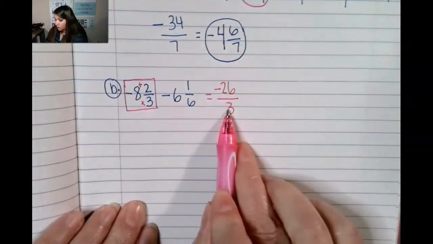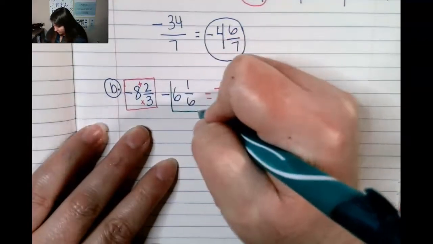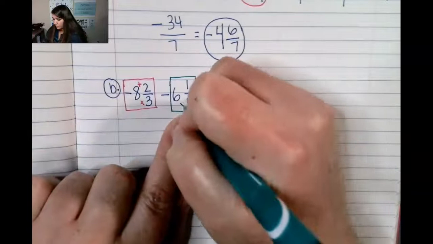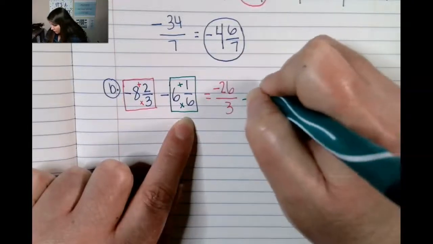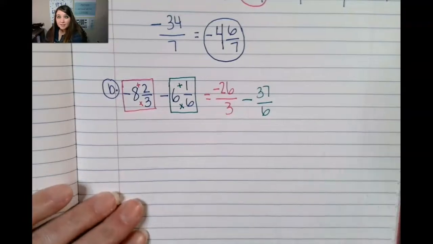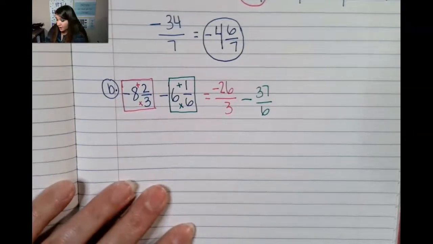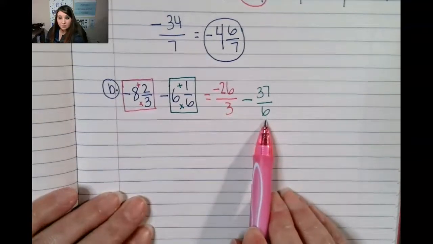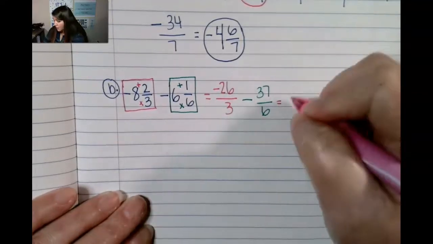Okay, now I have 6 and 1/6. So I'm subtracting 6 times 6 plus 1. 6 times 6 is 36 plus 1 is 37. 37 over 6. Okay, I am not done yet. I'm not ready to add the opposite. And the reason why I'm not ready to add the opposite yet is because this number here does not match the denominator here. So my two denominators do not match, so I'm going to create a common denominator.